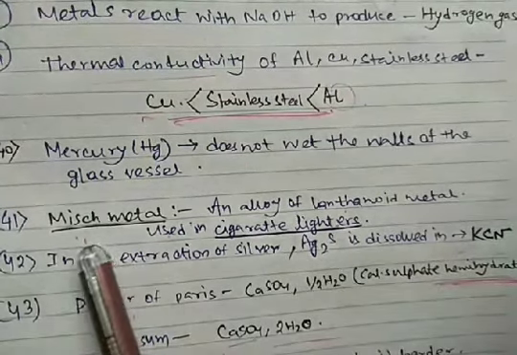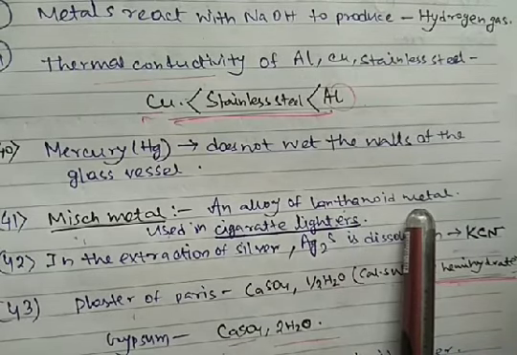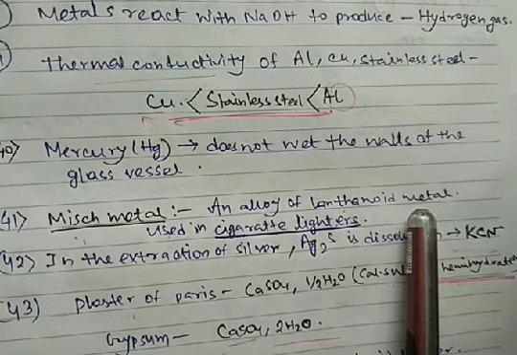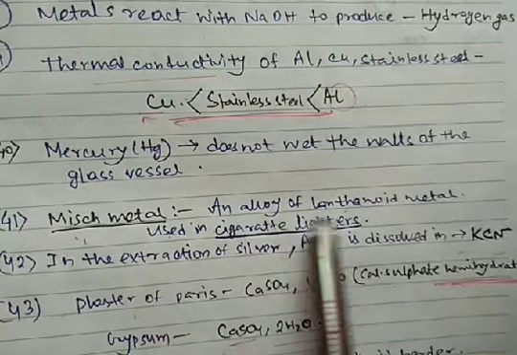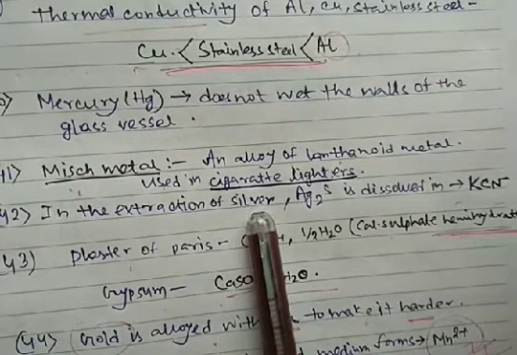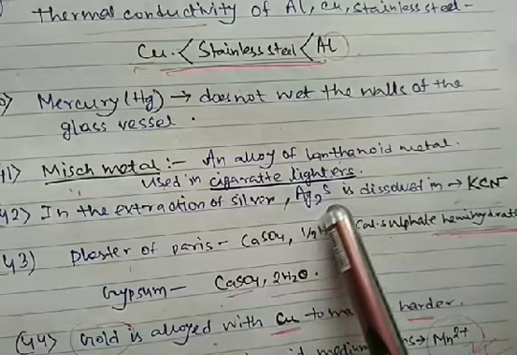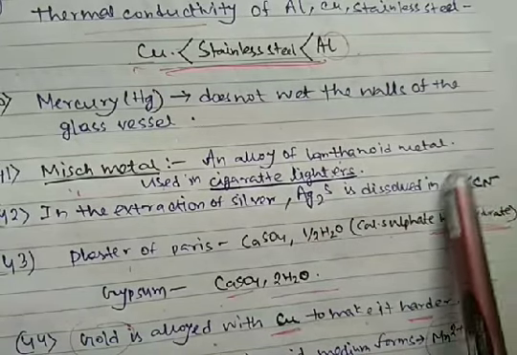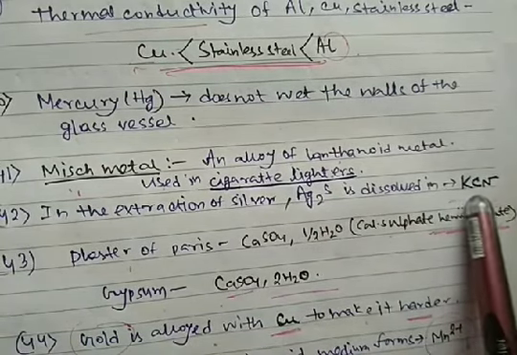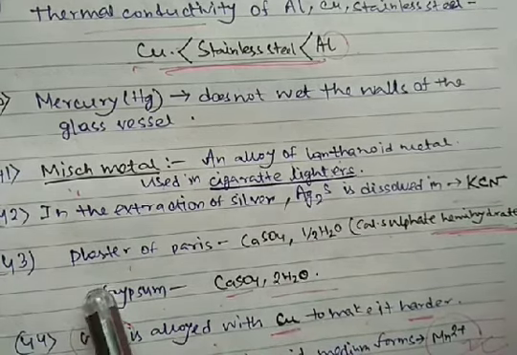What is mischmetal? It is the alloy of lanthanoid metals. You will learn about lanthanoids and actinoids, we will be coming to it later. Used in cigarette lighters. In the extraction of silver, Ag2S is dissolved in KCN, that is potassium cyanide. Ag2S is silver sulfide.